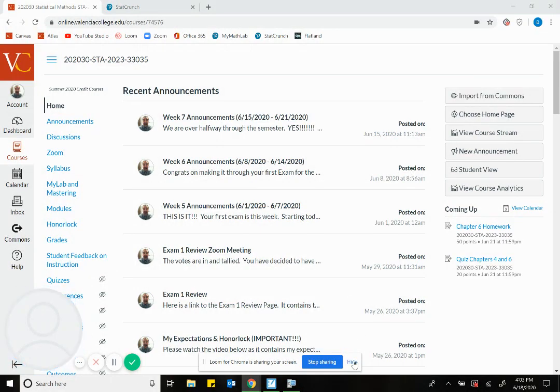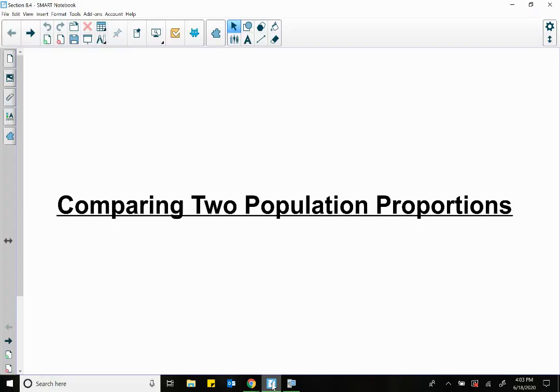In 8.4, we're going to talk about dealing with two population proportions. Okay? So that's our big goal in 8.4. It's basically just going to take that hypothesis testing that we talked about, and we're going to modify it just a little bit, dealing with two populations, because sometimes you have two populations that you want to compare.